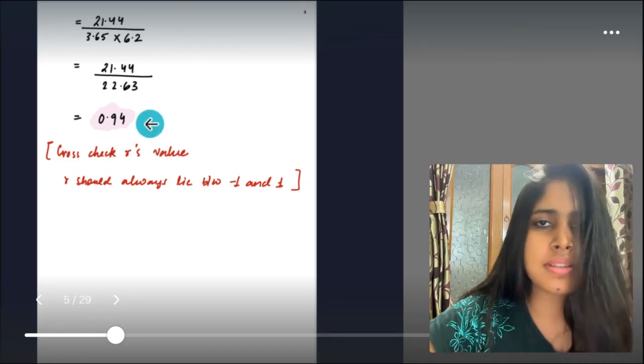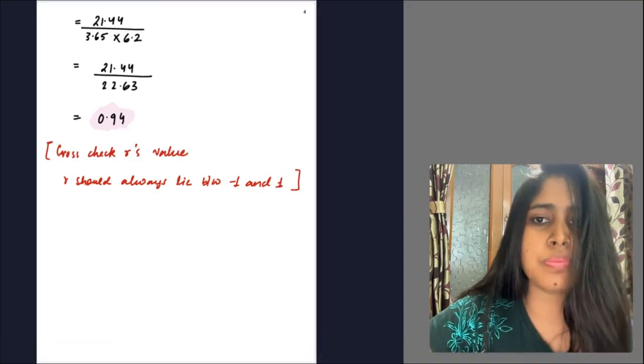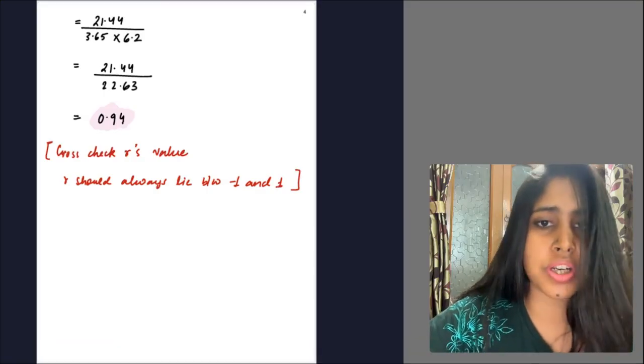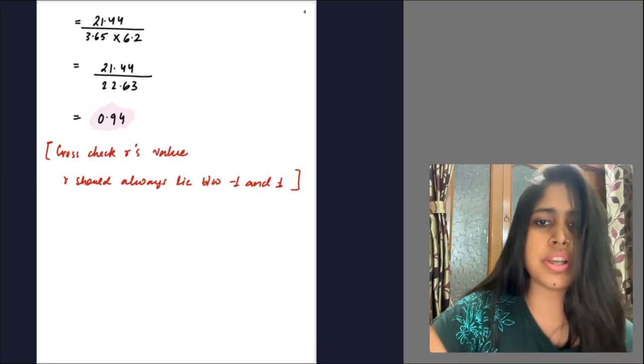Now see, what does this 0.94 mean? This tells us that there is a very strong positive correlation between cost and sales. As cost increases, sales tend to increase as well.